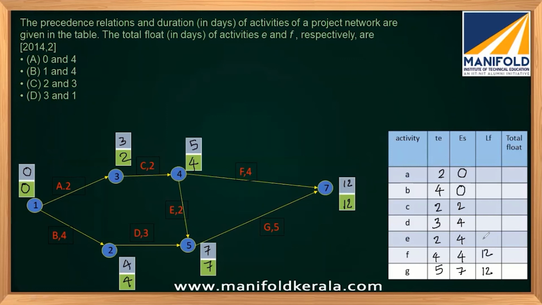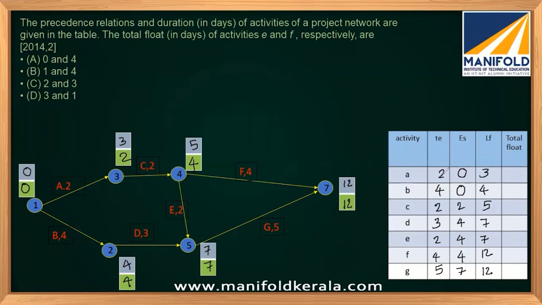Now for E, 5 is the finishing node, so the latest finishing time is 7. For D, 5 is also the finishing node, so it will be 7. For C, 4 is the finishing node, so the latest time is 5. For B, 2 is the finishing node, and 4 is the value. And for A, 3 is the finishing node.